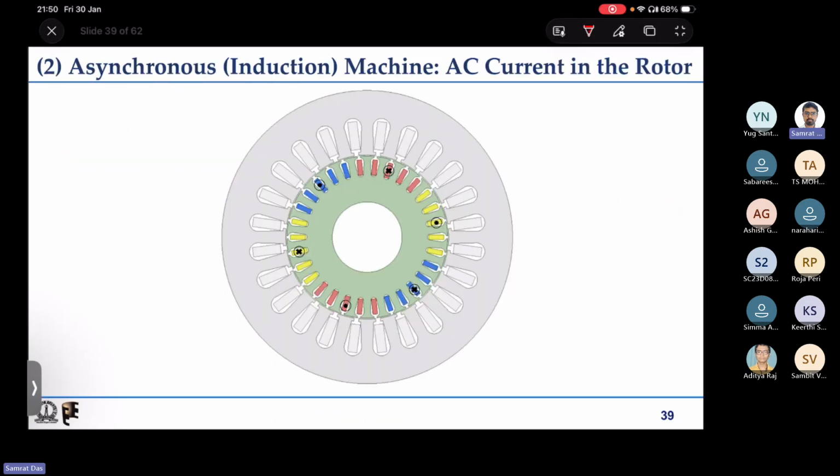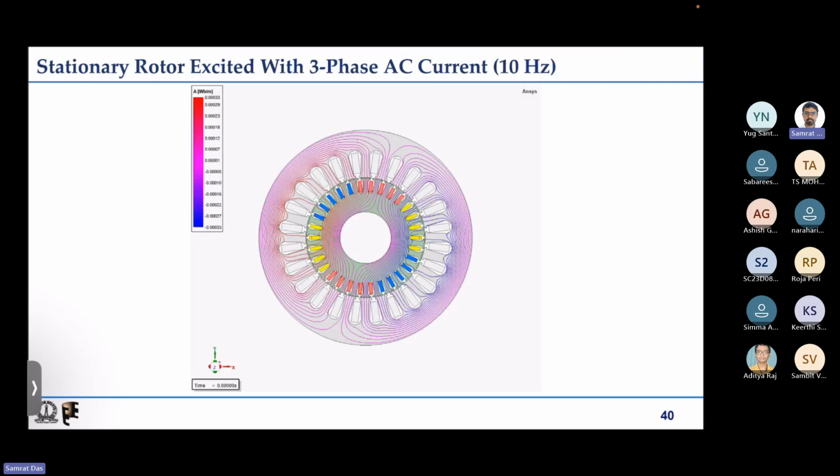Yeah. So let us get into the second case, that is the case for the asynchronous machine. We started by putting some AC current into the rotor. The winding we know how to make, and if we pass a current, say 10 hertz current, flowing into the rotor, 10 hertz corresponds to 600 rpm.